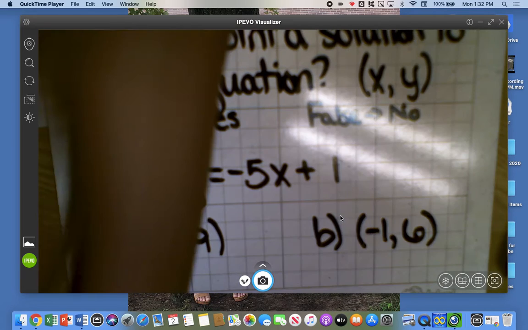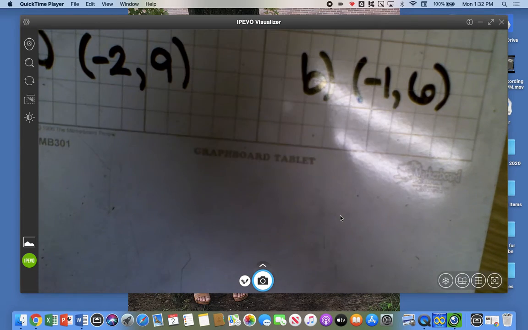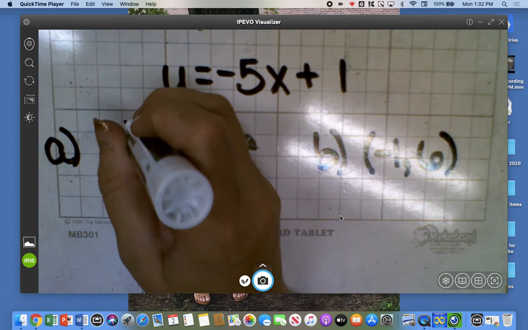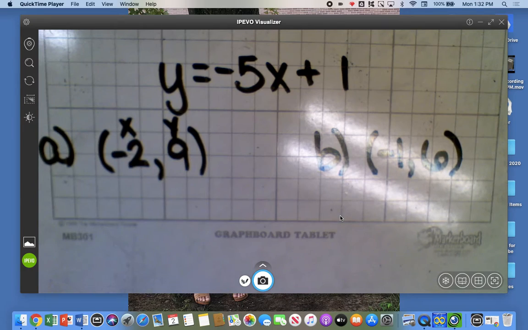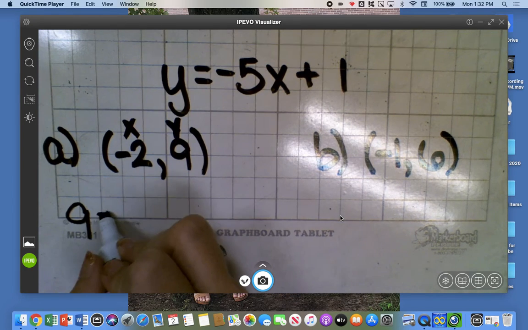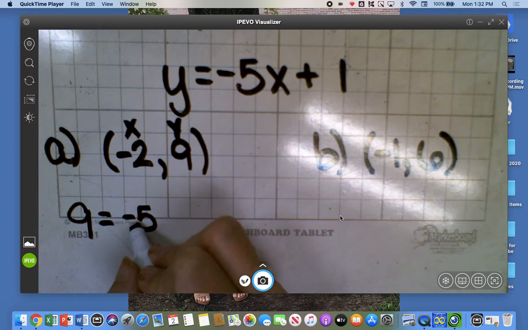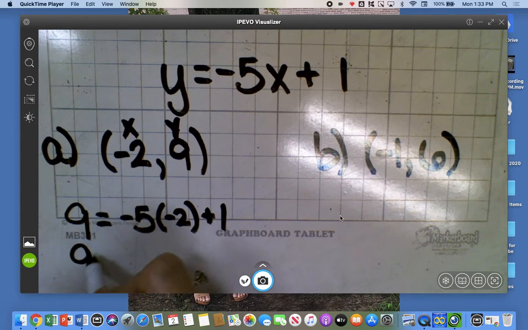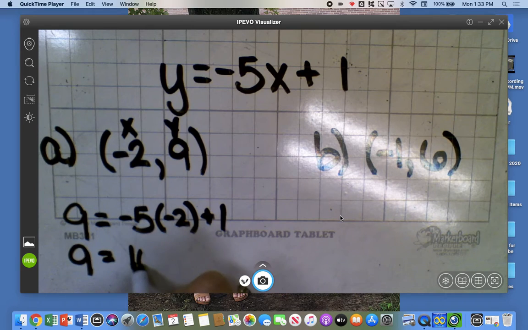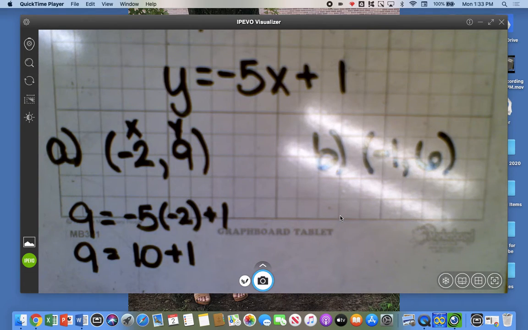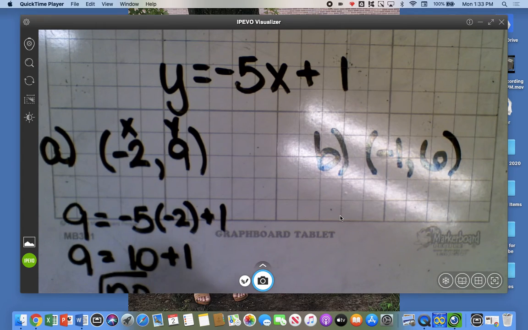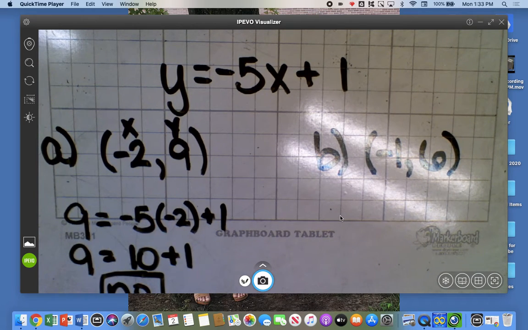All right, so for the first equation, can you see the equation? And there we go. All right, so the first one that goes in for x, this is going to go in for y. So I want to know, is 9 equal to -5 times -2 plus 1? So we do order of operations. We get positive 10 plus 1. Is this going to work? Absolutely not. 9 does not equal 10 plus 1. So we're going to say no.